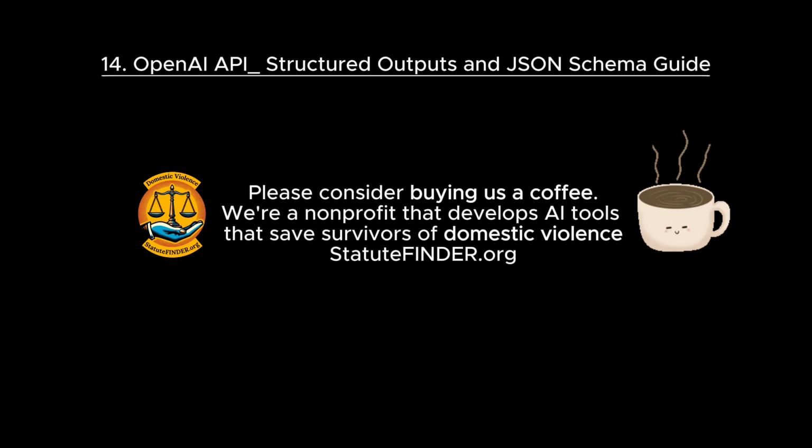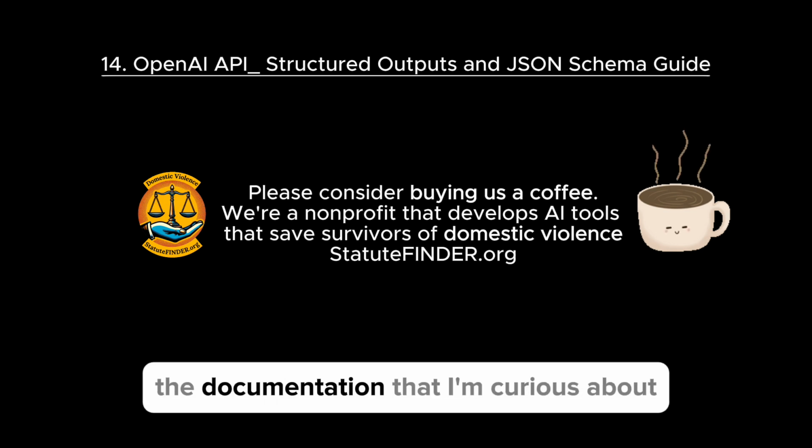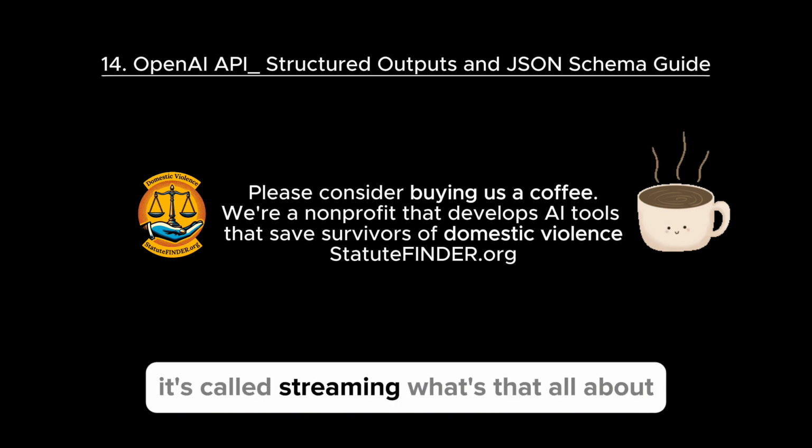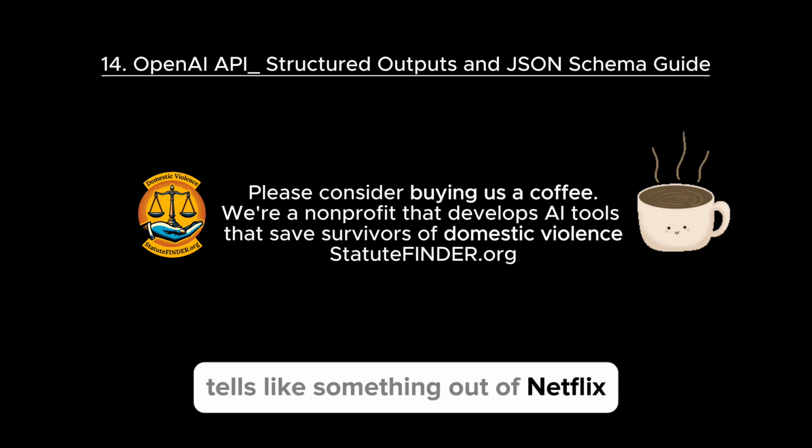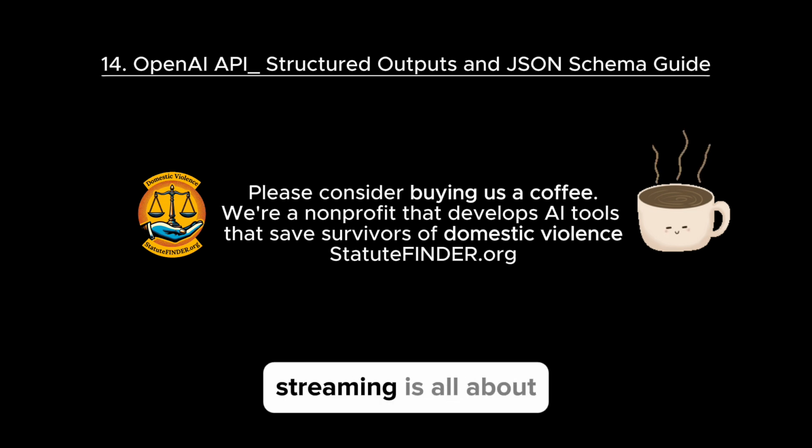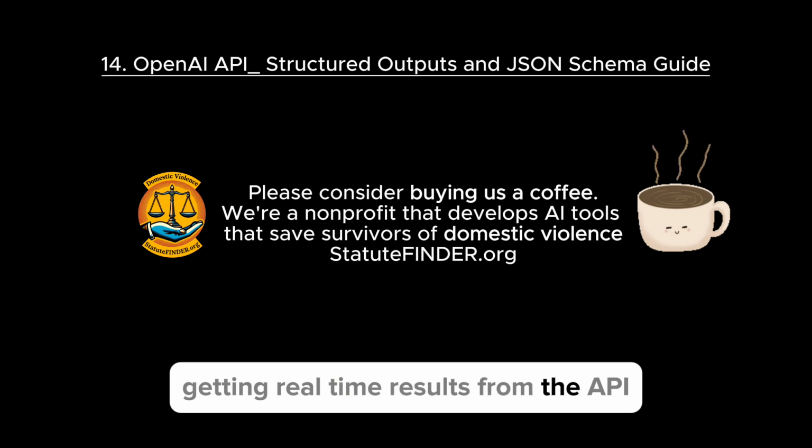Exactly. Okay. Now, there's another feature mentioned in the documentation that I'm curious about. It's called streaming. What's that all about? It sounds like something out of Netflix. Well, in a way it is. Streaming is all about getting real-time results from the API. Okay.